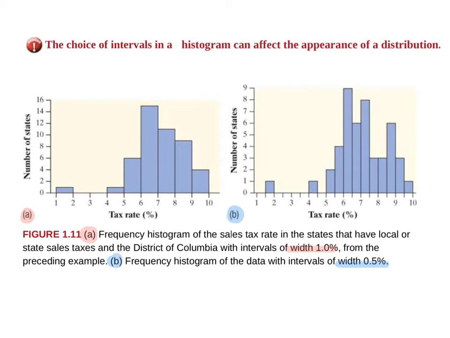But what if you chopped those intervals in half and you did 0 to 0.5% and 0.5 to 1% and 1 to 1.5%, etc. You get a different looking distribution because your data values would fall into different intervals. So you might want to think ahead a little bit as to how you want to display your data and how your intervals will impact what you're looking for.